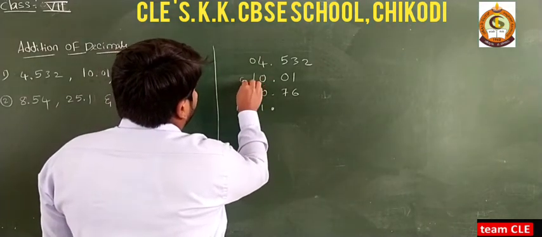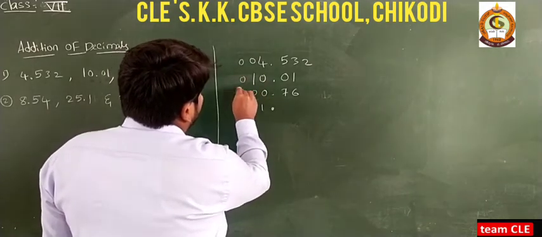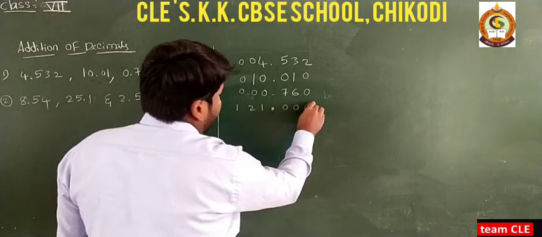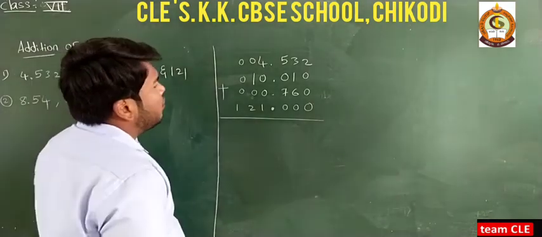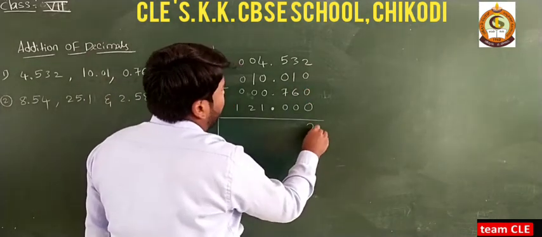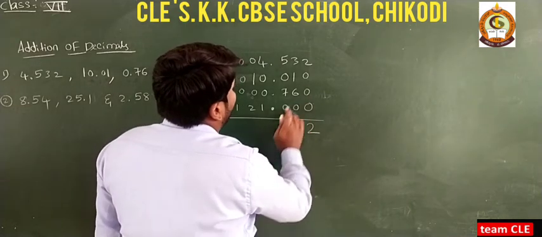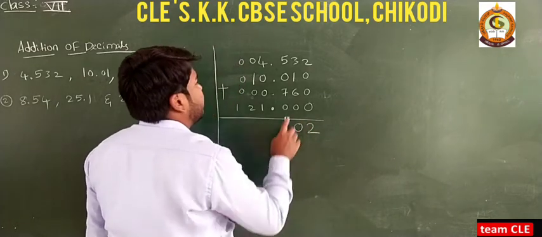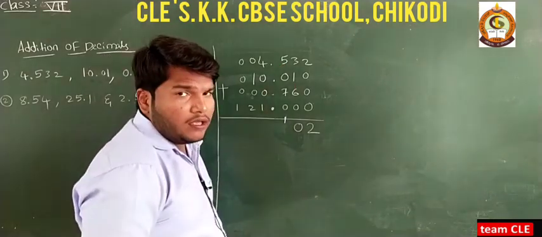So just add zeros, increasing one zero at a time, to make them like decimals. Now put the operation as addition. Now see, 2 and the zeros, so it is only 2. 3 plus 1 is 4, and 4 plus 6 is 10. So this is 10. Next, 7 plus 1 is 8, 8 plus 5, how much is it?